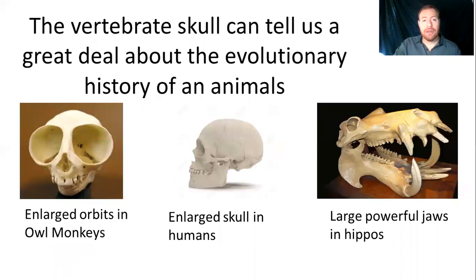So the vertebrate skull can tell us a great deal of information about the different selective pressures acting on animals through evolutionary time. For example, these enlarged orbits in owl monkeys tell us that vision is probably quite important for the species. The enlarged cranium in humans tells us that our brains are much larger than our close relatives. And these large, powerful jaws in hippos tell us that biting is probably quite important for the species.